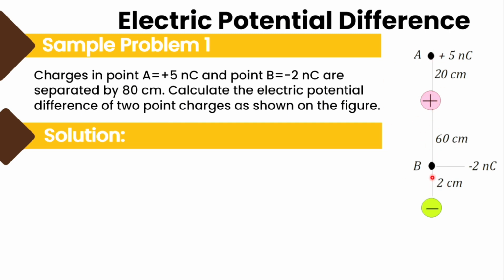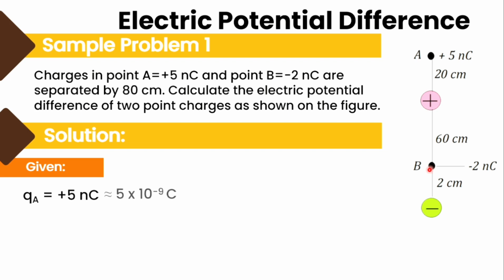We need to calculate the electric potential difference between these 2-point charges. Okay. So first, we need to write all the given values that we have in our problem. So we have a charge at point A equal to positive 5 nanocoulomb. Again, we need to convert it to coulomb first by multiplying by 10 raised to negative 9. That will make it in coulomb.